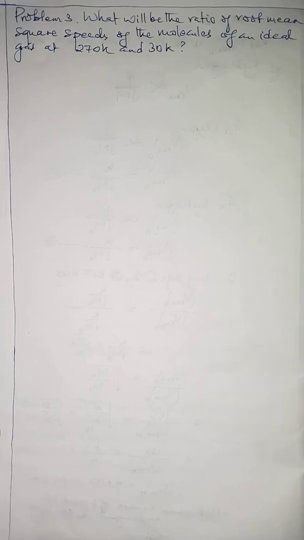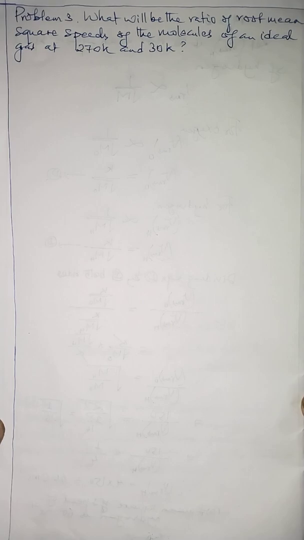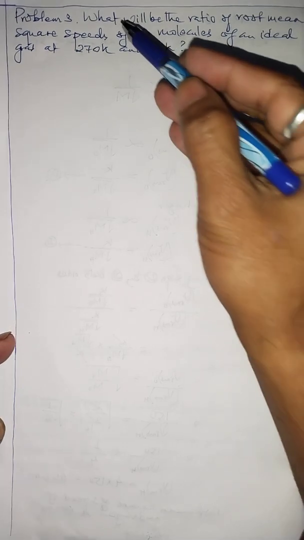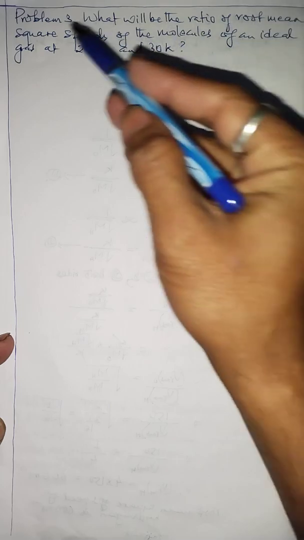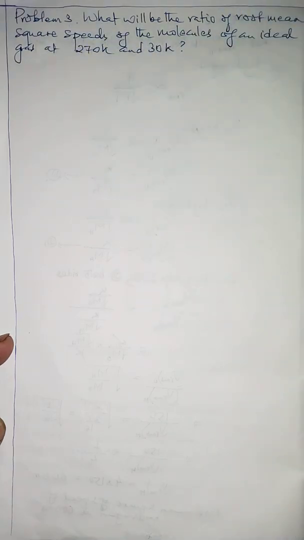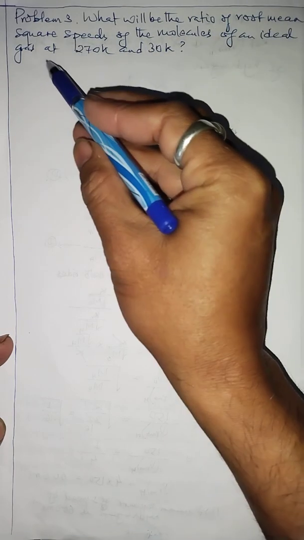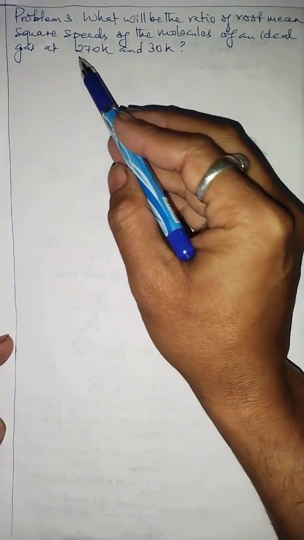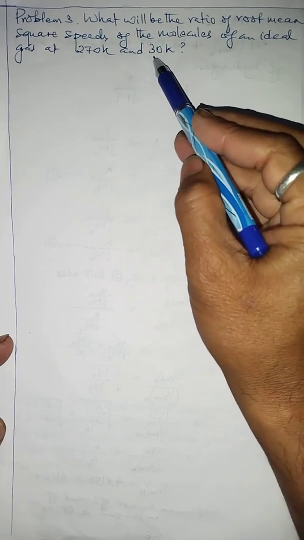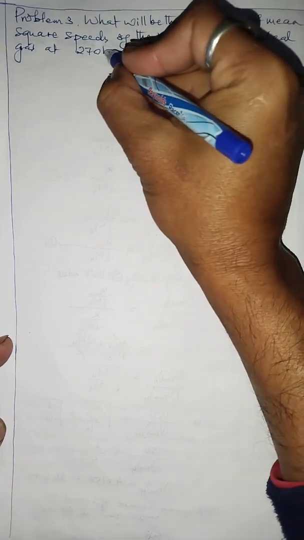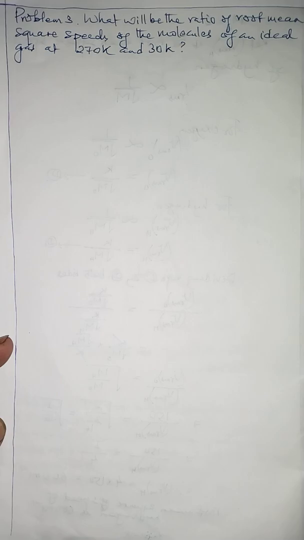Alright, now children, we see the next numerical problem, problem number 3, which is also a numerical based on the root mean square speed or velocity of an ideal gas. The problem asks: what will be the ratio of root mean square speeds of the molecules of an ideal gas at two different temperatures, 270 Kelvin and 30 Kelvin? Now you know root mean square speed is directly proportional to the square root of absolute temperature.